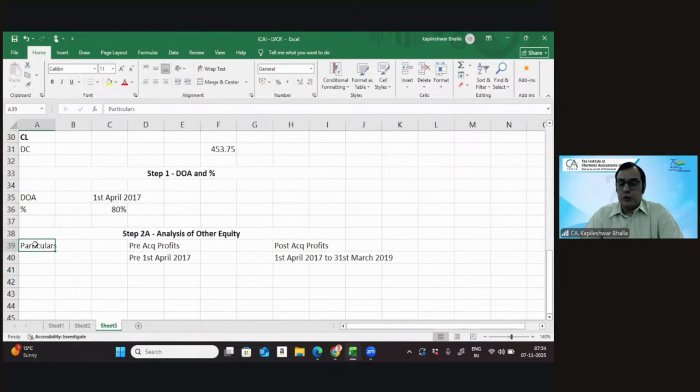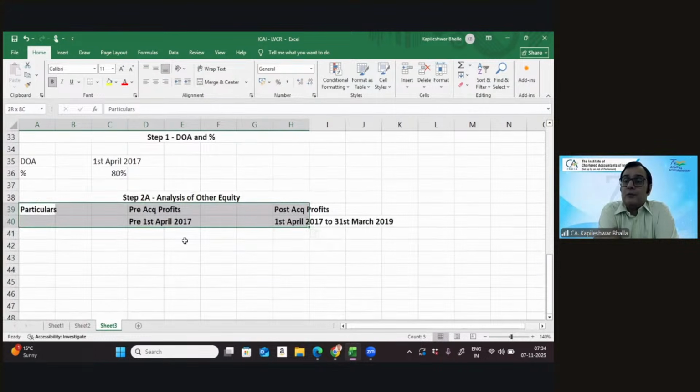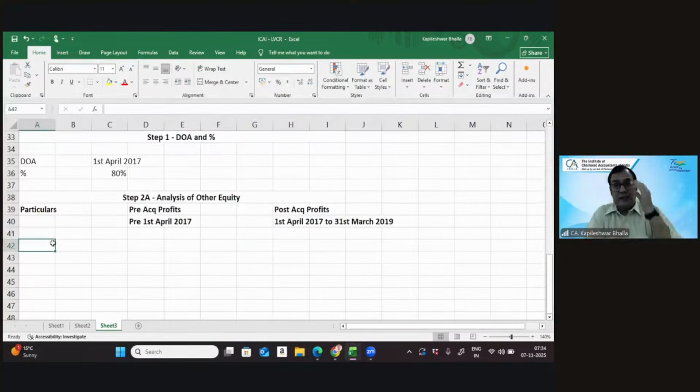So I think whenever you do the analysis of equity, it's a good exercise that you should first of all define clearly in terms of dates what we are going to consider in this case. So that when you do the analysis, you're very clear in terms of the profits, how much is pre and how much is post acquisition.